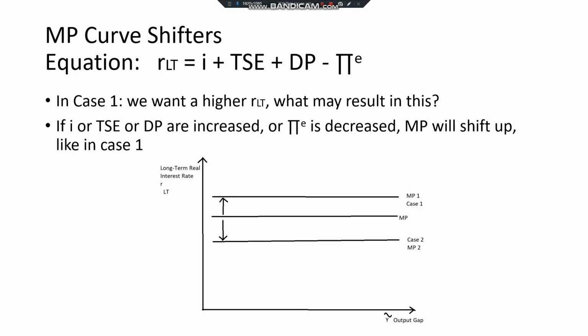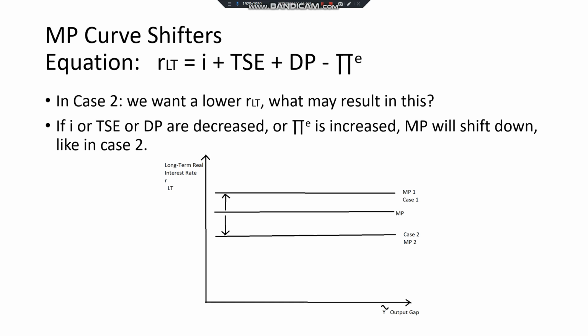The MP curve shifters: so we have the equation here. In case 1, if we want a higher long-term real interest rate, what may result in this? If i or TSE or DP are increased or pi E is decreased, MP will shift up, like in case 1. So we get this from the equation here. In case 2, we want a lower long-term real interest rate. What may result in this? If i or TSE or DP are decreased or pi E is increased, MP will shift down, like in case 2. So we also get this from the equation.